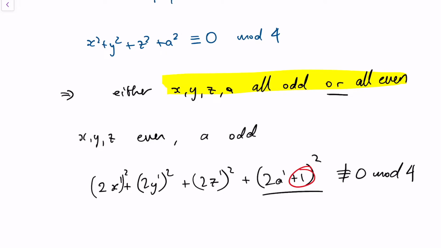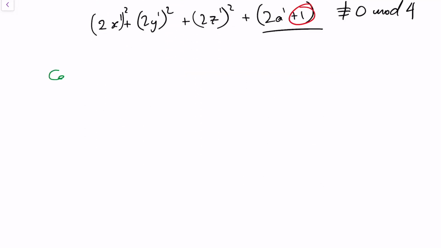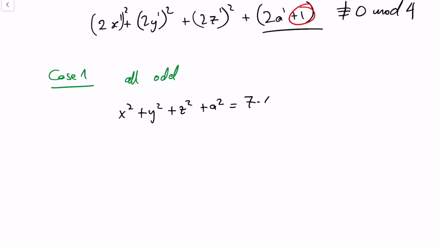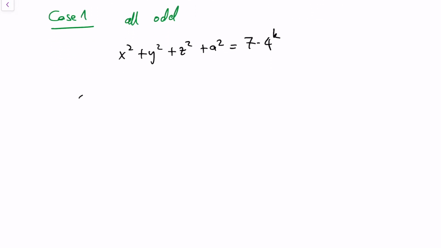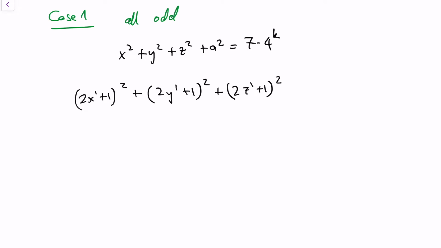Let's consider the first possibility, I'll call it case 1: all odd numbers. So we have x squared plus y squared plus z squared plus a squared is equal to 7 times 4 to the power of k. Since they are all odd, we can replace them by 2x dashed plus 1 squared plus 2y dashed plus 1 squared plus 2z dashed plus 1 squared plus 2a dashed plus 1 squared is equal to 7 times 4 to the power of k, where x dashed, y dashed, z dashed and a dashed are non-negative integers.